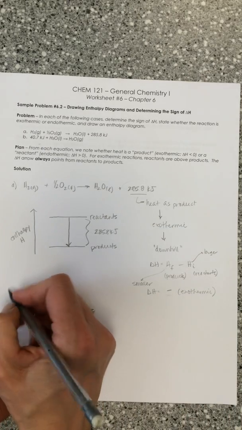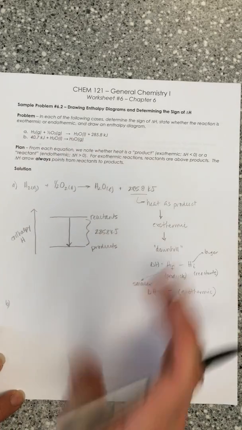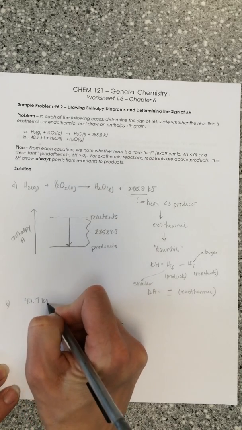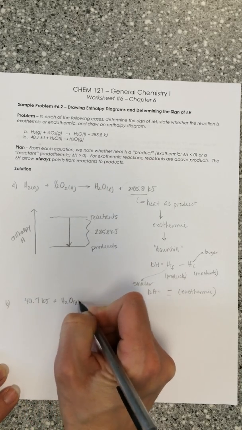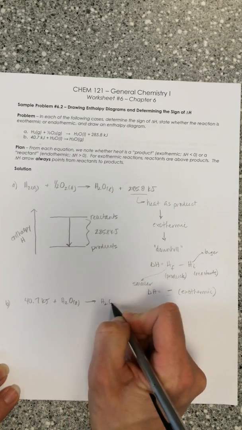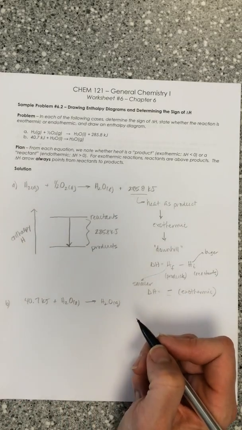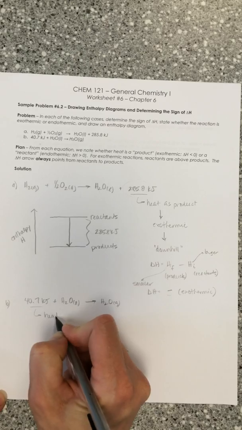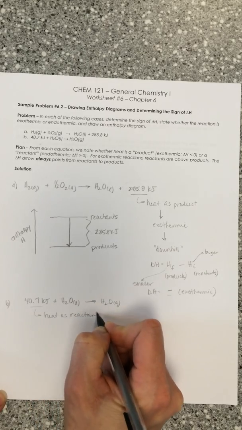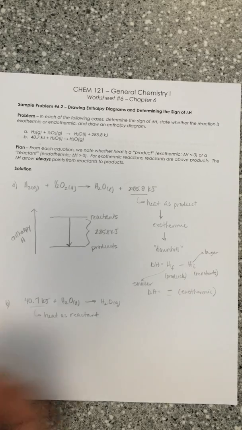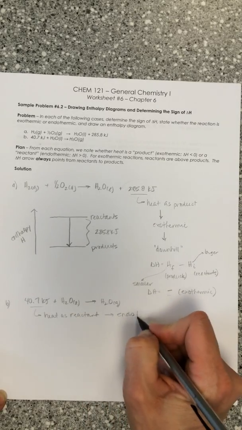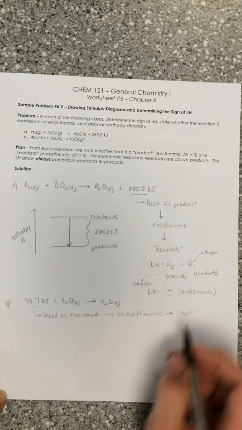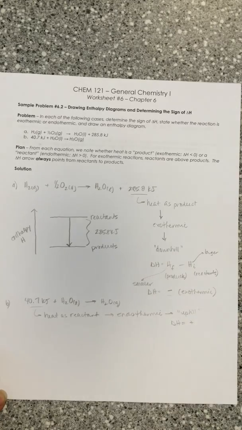Okay, so let's go through problem B a little bit more quickly now that we understand the nuts and bolts of an enthalpy diagram and what it means. So this problem, we've got 40.7 kilojoules plus liquid water gives us water vapor. So again, mapping on the same information that we see up here. Here we're going to have heat as a reactant. Heat as a reactant means we're putting heat into the system. So this means it's endothermic. We can think about this as being uphill. And delta H in this case is going to be positive.